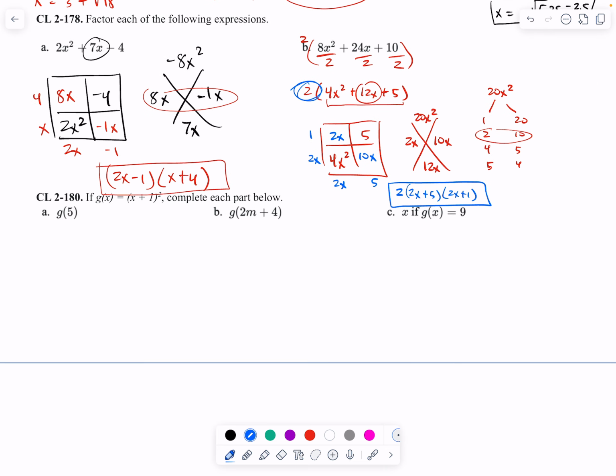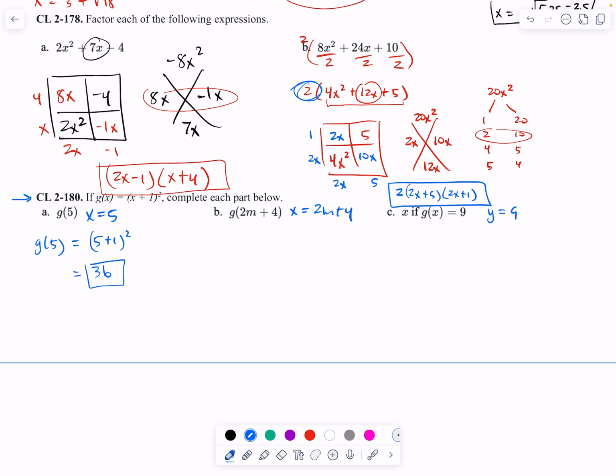All right, let's do some function notation for number 80. This means that x is going to be equal to 5. This means that x is going to be equal to 2m plus 4. And this means that y is equal to 9. So g of 5 is going to be equal to 5 plus 1 squared, which is equal to 6 squared, which is equal to 36. So we got that, okay?